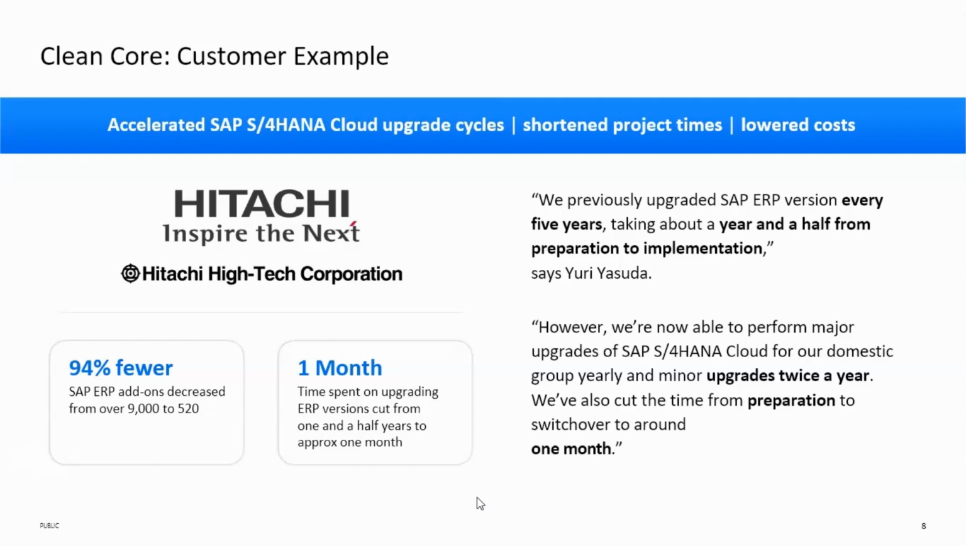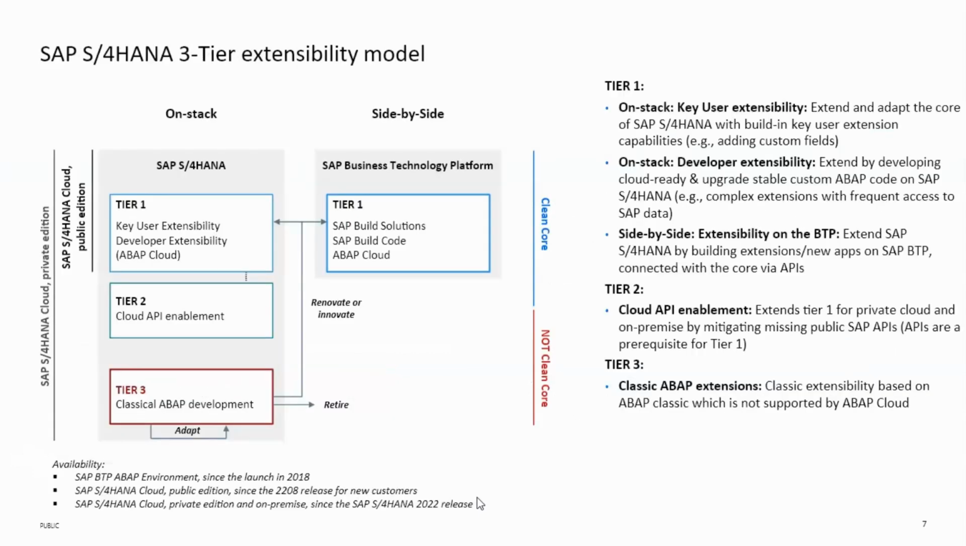Previously, they upgraded the SAP ERP version every 5 years, taking about a year and a half from preparation to implementation. That's what the client says. However, they have now been able to perform major upgrades of SAP S/4HANA Cloud for the domestic group yearly and minor upgrades twice a year. This actually brought down the entire time to 1 month, just 1 month.